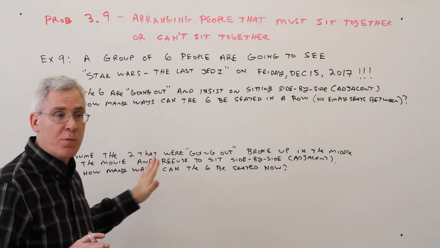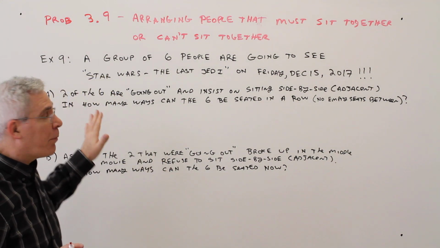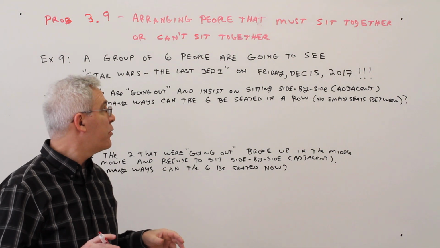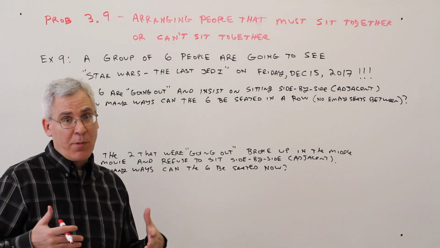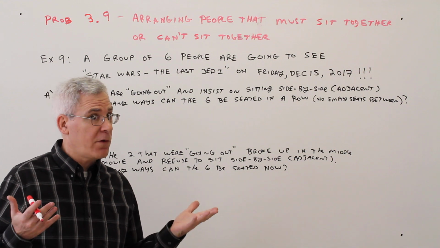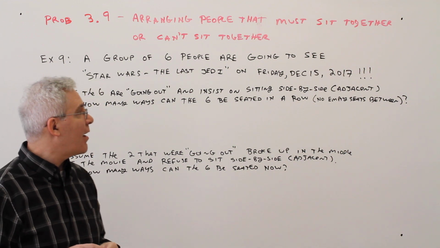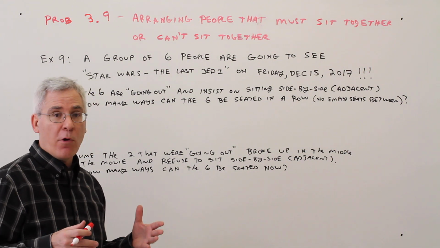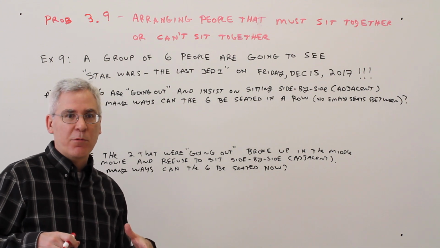Anyhow, 2 parts. A, suppose 2 of the 6 are going out and insist on sitting side by side, adjacent to each other for some reason. How many ways can the 6 be seated in a row with no empty seats in between?